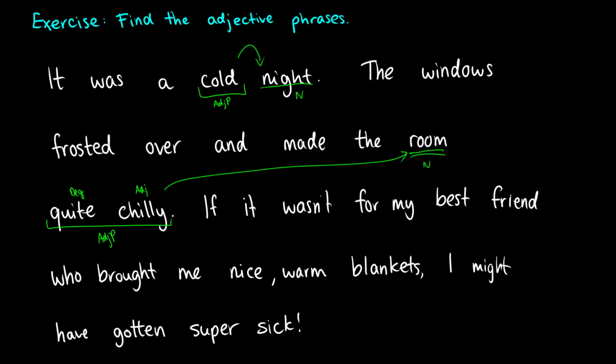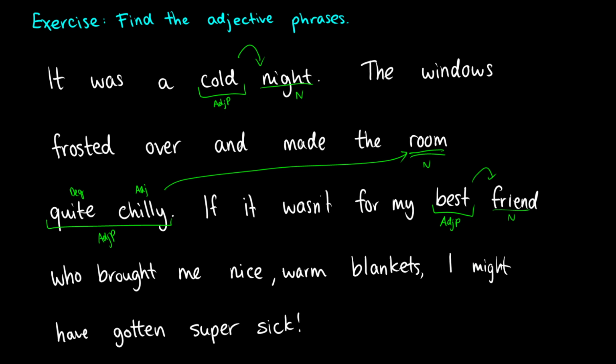Okay, if it wasn't for my best friend who brought me nice warm blankets, I might have gotten super sick. So we have a few different adjective phrases here. The first one is best. So this is an adjective phrase that consists of just an adjective describing the noun friend. Best is what's called the superlative version of the word good. So instead of saying good, gooder, goodest, we say good, better, best. And those are all adjectives.